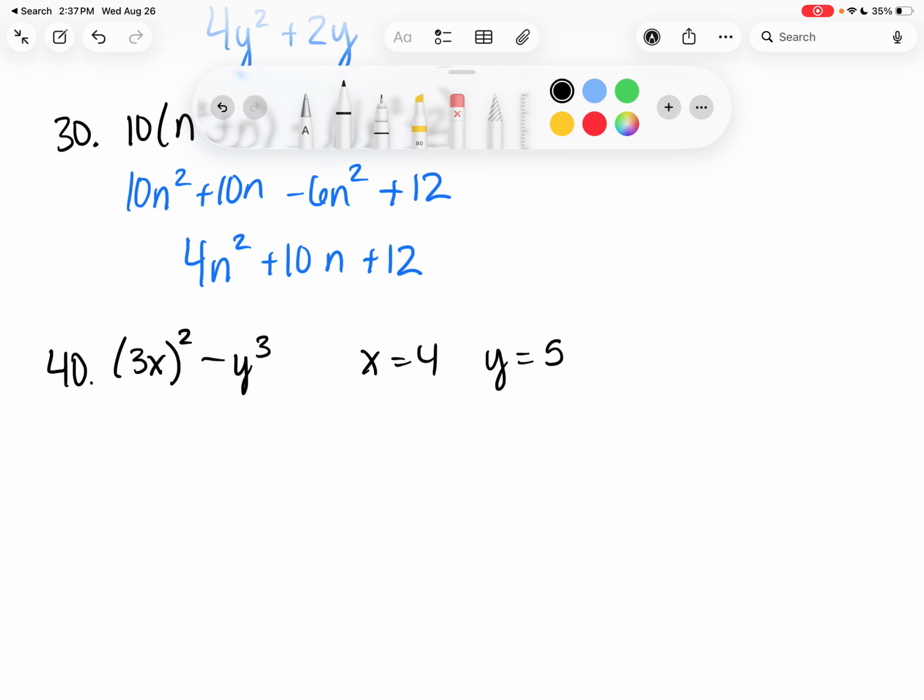So we're going to plug those in. So I've got, in parentheses, 3 times 4 squared minus 5 cubed. So we do this up in the parentheses first. So 3 times 4 is 12. Squared is 144. And then minus 5 cubed. 125. Yep, 125. And that gives us 19.